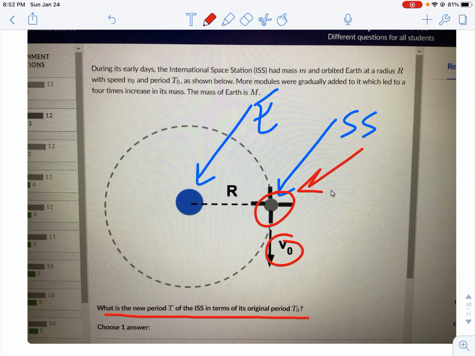The only thing that would change its time period and its velocity would be changing its radius of orbit.